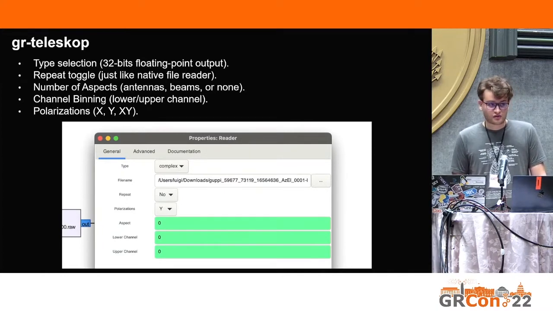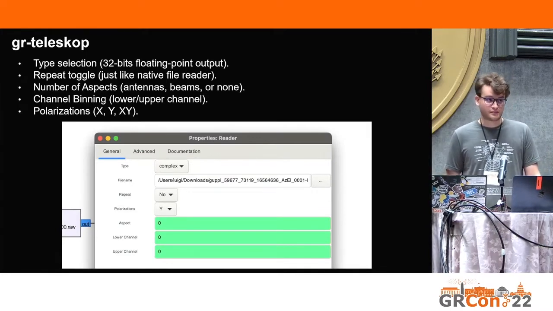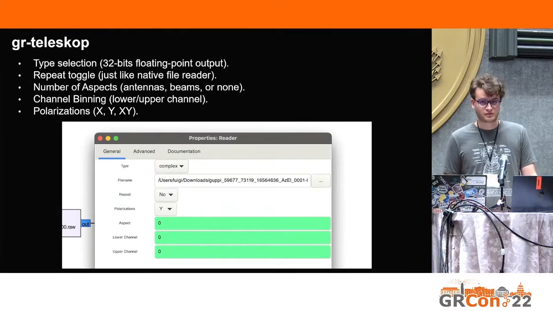And also the number of aspects. Number of aspects can be number of antennas or number of bins, because sometimes a GUPPI file has multiple antennas or multiple generated bins. So you can choose which one you want to output with this block.